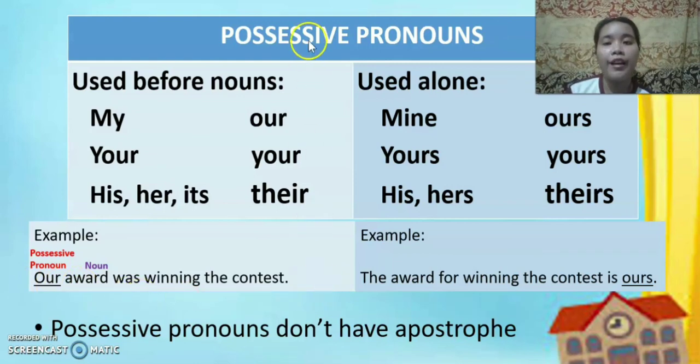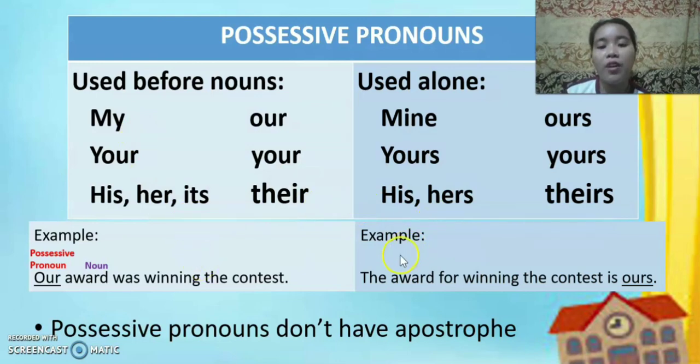Okay, now let's go to the possessive pronouns used alone. The singular possessive pronouns used alone are the following: mine, yours, his, and hers. If it is plural, the possessive pronouns used alone are ours, yours, and theirs. Always remember that the pronouns used alone usually have s at the end, whereas the possessive pronouns used before nouns have no s except its.